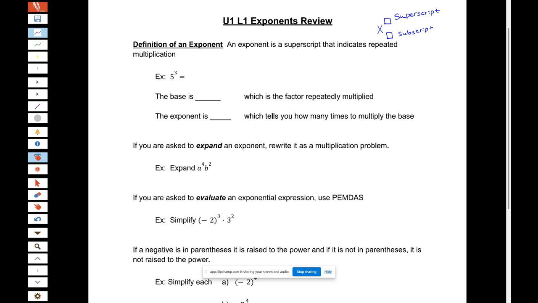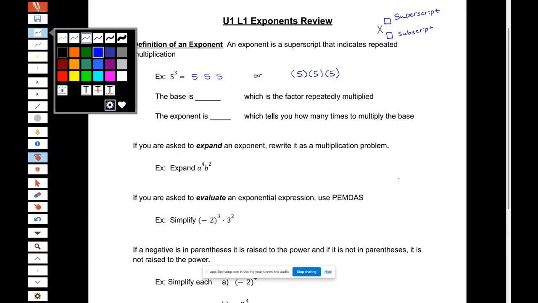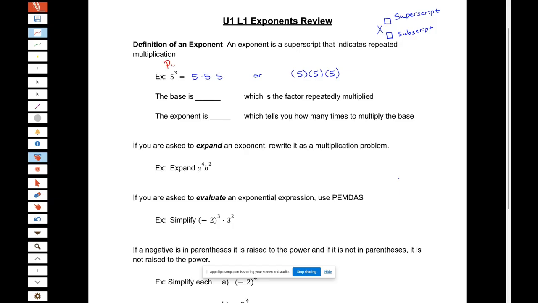Since a superscript indicates repeated multiplication, that means 3 is the number of times that 5 is multiplied together. You can write it with dots, or you can write the multiplication with parentheses. This is what we call expanding an exponent. This whole expression is called a power because it has the exponent, and it's the most powerful way to increase numbers.